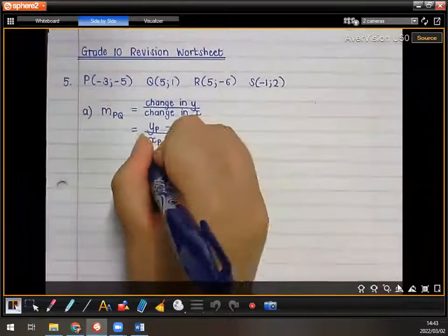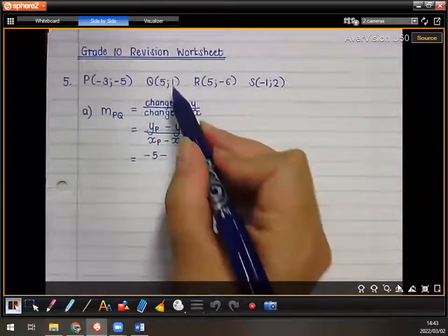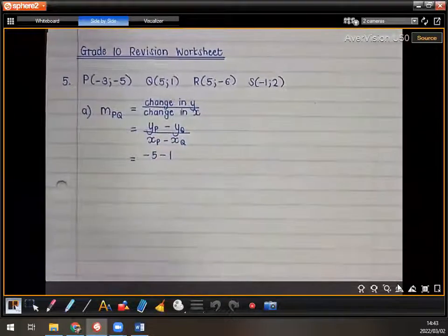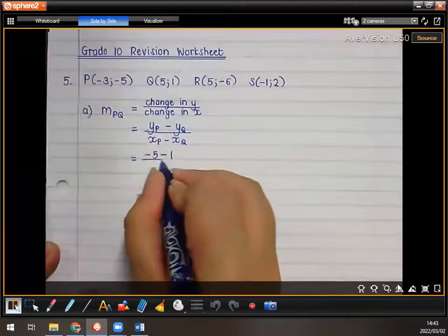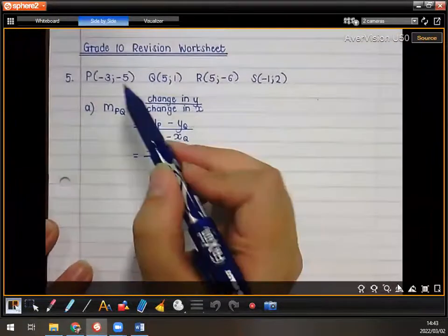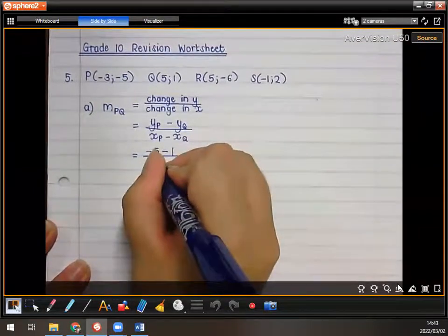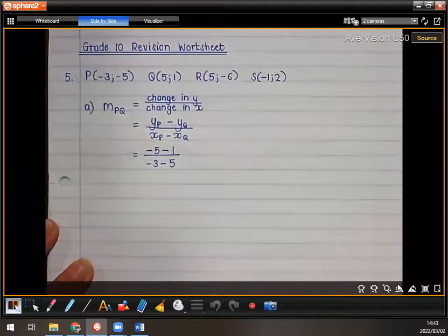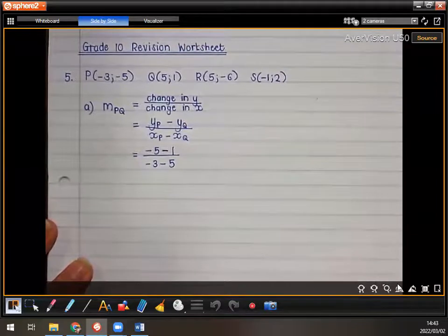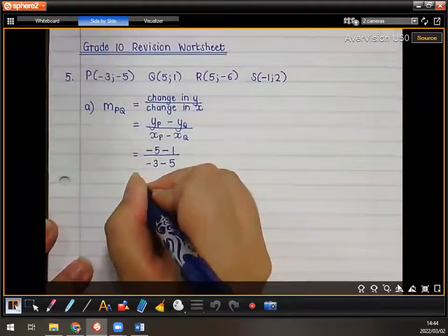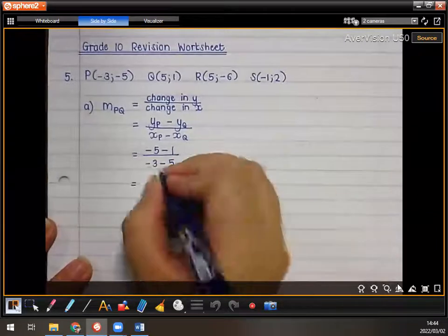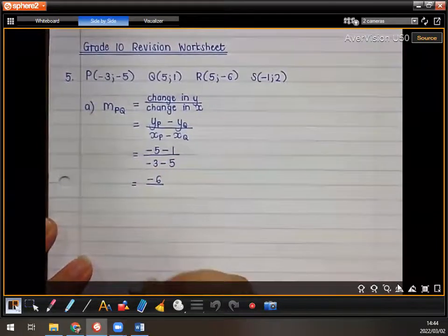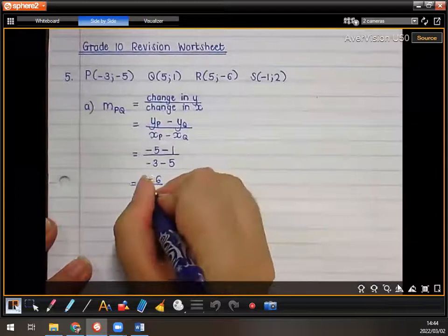-5, okay? -5 minus the y value of Q is 1, over the x value of P is -3 minus the x value of Q, which is 5. Okay, so you take the one minus the other over the same first point minus the other one. Now we need to simplify this. -5 minus 1 is -6 over -3 minus 5 is -8.